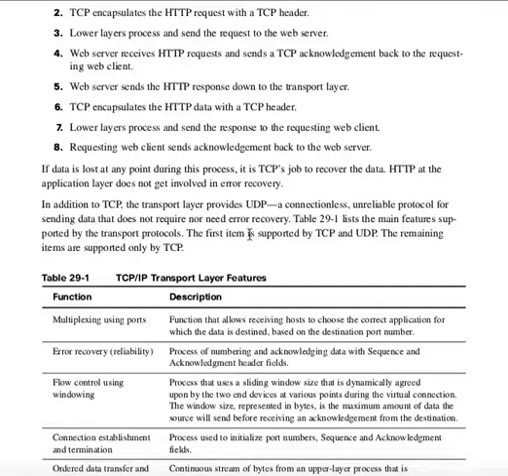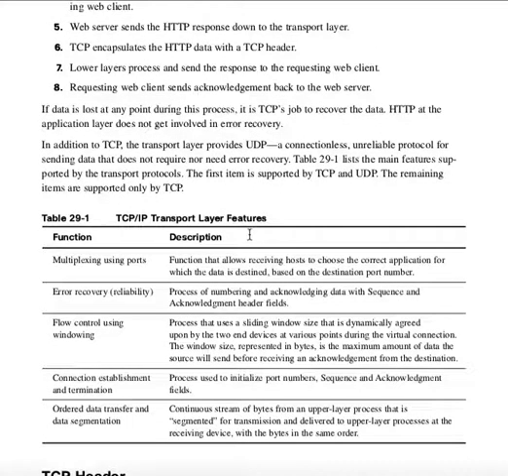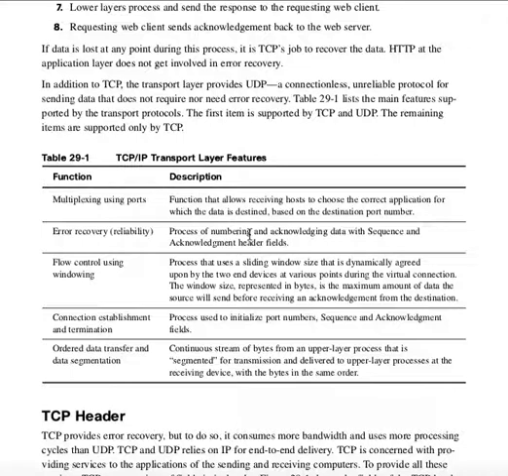The web server receives the HTTP request and sends a TCP acknowledgement back to the requesting web client. The web server sends the HTTP response down to the transport layer. TCP encapsulates the HTTP data with a TCP header. The lower layers process it and send the response to the requesting web client.